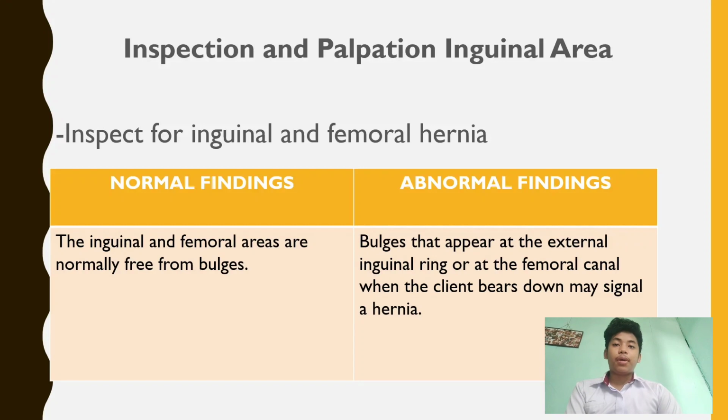Next, inspection and palpation of the inguinal area. Inspect for inguinal and femoral hernia. Inspect the inguinal and femoral areas for bulges. Then ask the client to turn head and cough or to bear down as if having a bowel movement, and continue to inspect the areas. For the normal findings, the inguinal and femoral areas are normally free from bulges. For the abnormal findings, bulges that appear at the external inguinal ring or at the femoral canal when the client bears down may signal a hernia.